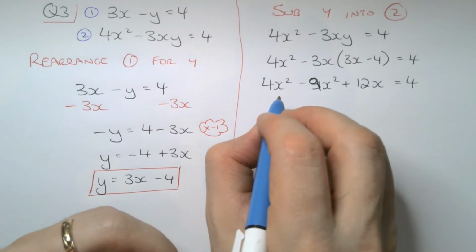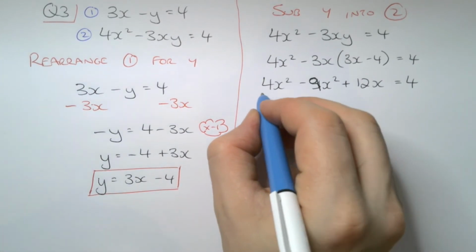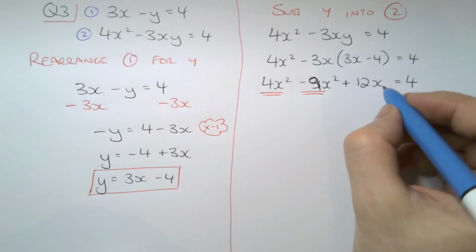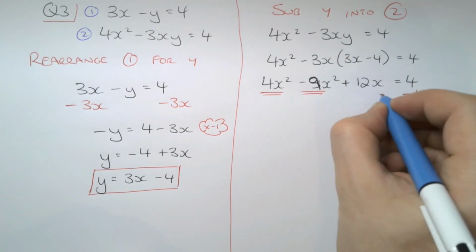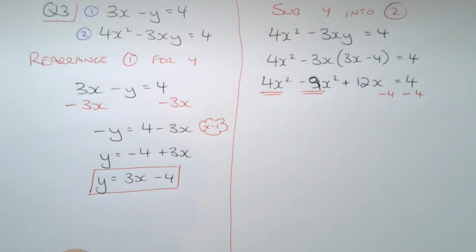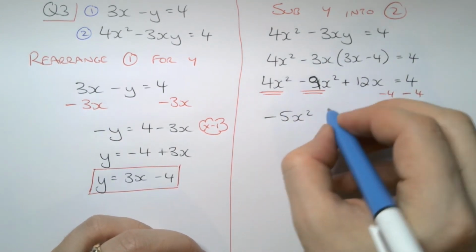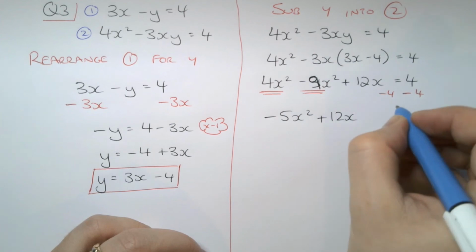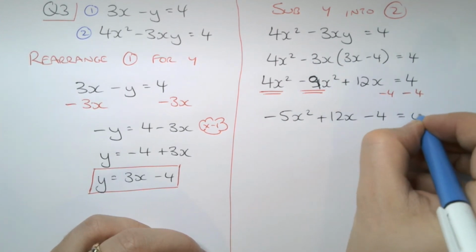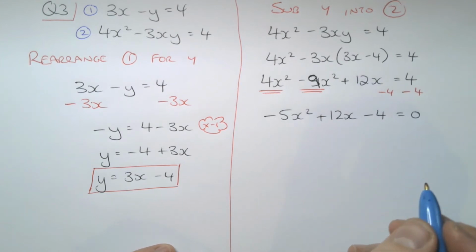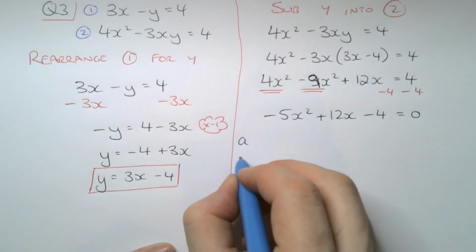These two guys here can add together, the 4x squared and the minus 9x squared. And I'm going to subtract 4 off both sides to get a 0 on the right. So here I'll get minus 5x squared plus 12x minus 4 equals 0. And because it's not one that I might look at straight away and be able to factorize, I'm just going to use the minus b formula.